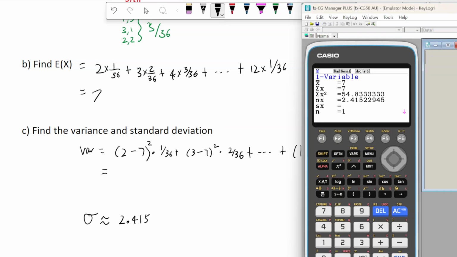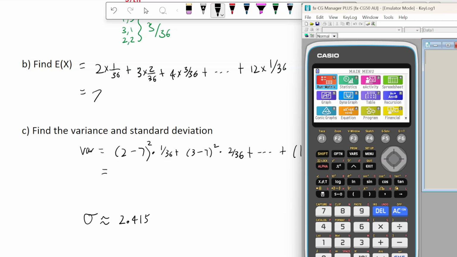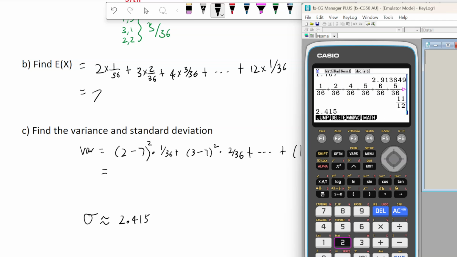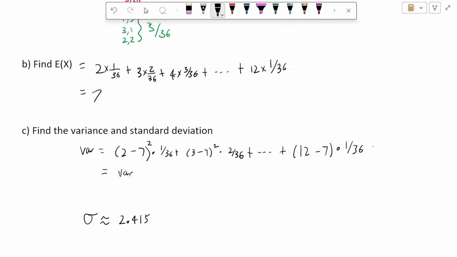And the variance would roughly be that number squared. So 2.41523 squared gives me 5.83. That would be the variance. So this is how you can cheat it. You'll never have to do it by hand, but 5.83 is roughly the variance. We should use an approximate sign since we approximated that.